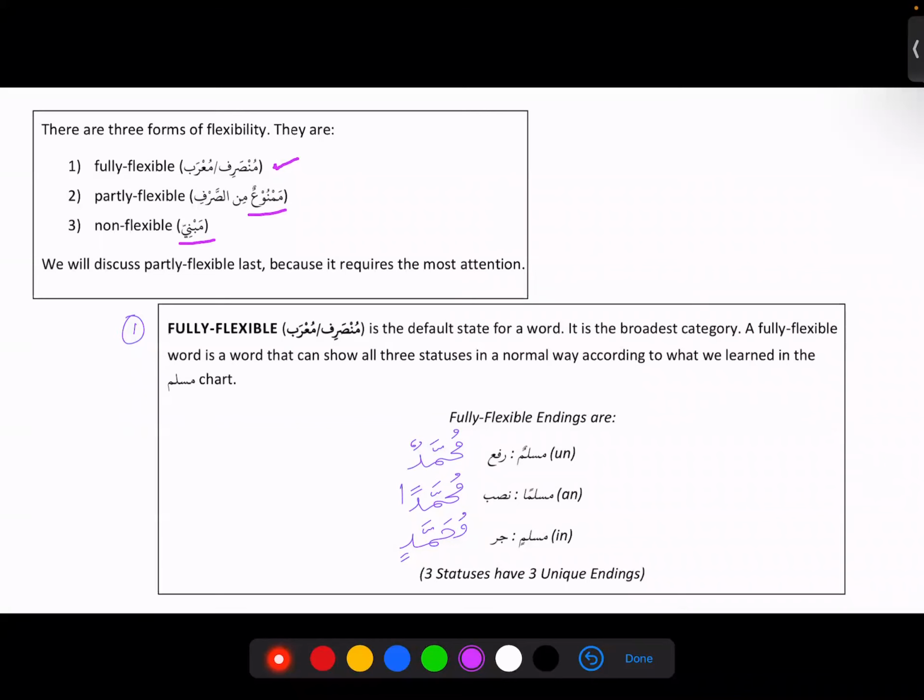And alhamdulillah, we already saw and memorized our Muslimun chart, right? So with the Muslimun chart, we can remember that this is fully flexible. Muslimun, Musliman, Muslimin. We can see that for Rafa we have the un sound, for Nasab we have the an sound, and for Jar we have the in sound, right? So when a word shows all three statuses in a different way, then it is a fully flexible word.